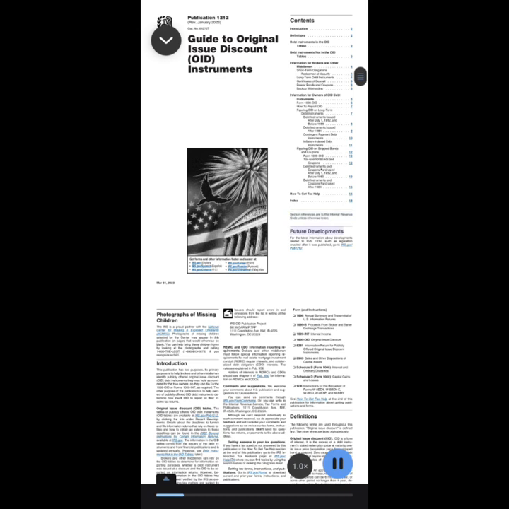Future developments. For the latest information about developments related to Pub. 1212, such as legislation enacted after it was published, go to irs.gov/pub1212. Department of the Treasury, Internal Revenue Service, Publication 1212, Rev. January 2023, Cat. Number 61273T. Guide to Original Issue Discount, OID Instruments.